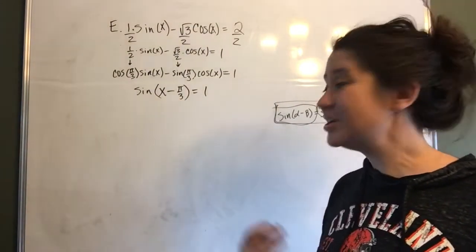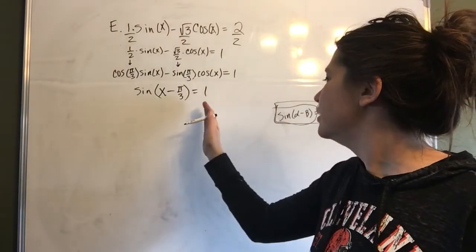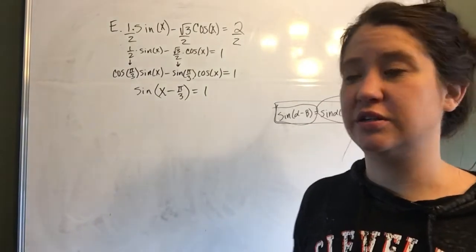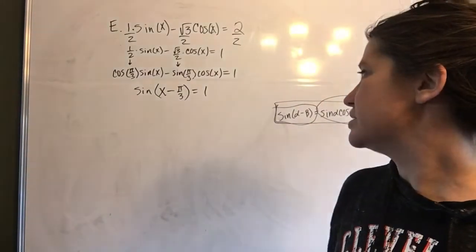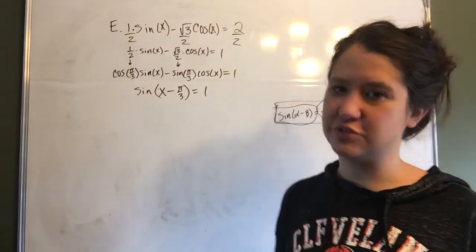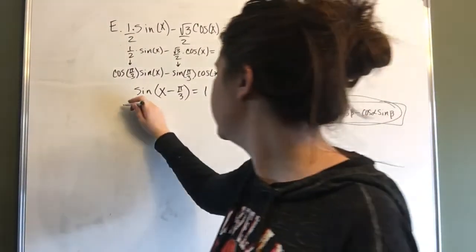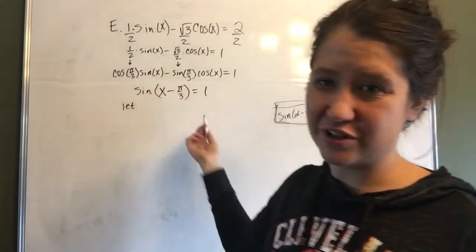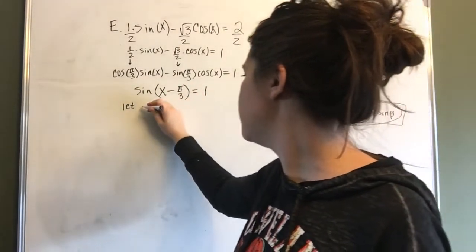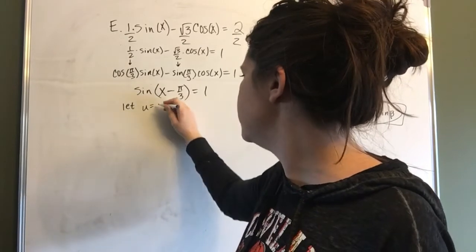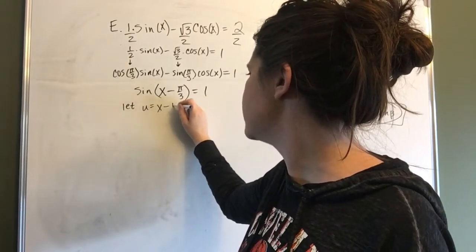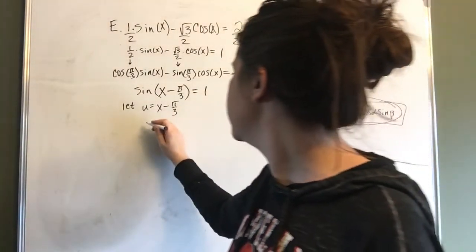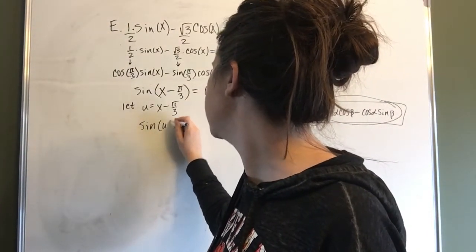Now, this should look like a problem that we had towards the very beginning of this section. It's just a problem where we use a simple substitution to solve it. We make our substitution for whatever's inside of the trig function, if it's more complicated than just x. So I'll use u. I'll let u equal x minus pi over 3, and then we'll go ahead and plug that in. So we have sine of u is equal to 1.